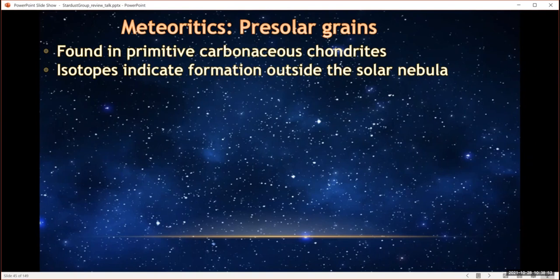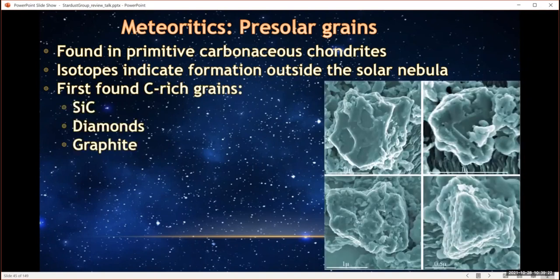Those isotopes not only allow us to determine that they formed outside the solar nebula, but we can compare the isotopic compositions to where we expect the dust to form, what sort of nuclear processes are going on. And there is a previous video sequence on that, that will allow us to identify where the individual dust grains came from. So the first grains to be found were all carbon rich, but that has to do with how easy they are to spot.